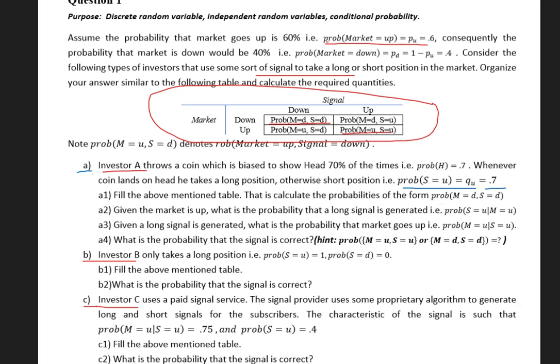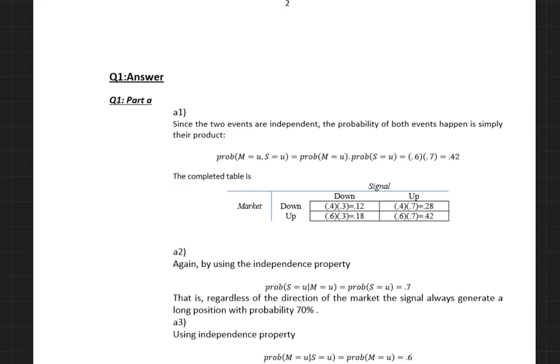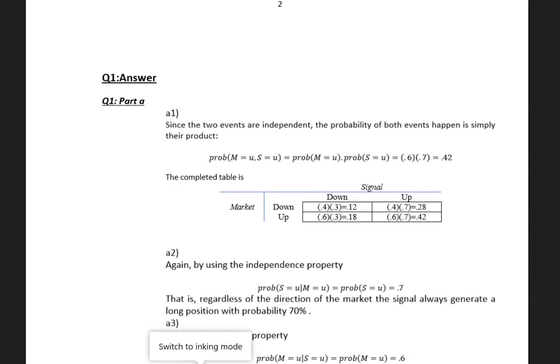Let's go to the solution manual. Now we are supposed to fill in this table. The important point is that we realize and notice that these two events are independent. Therefore, the probability of their joint distribution is the product of their separate probabilities.